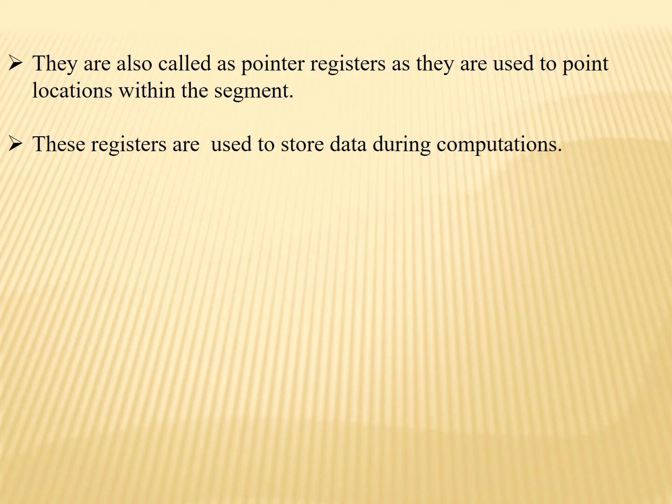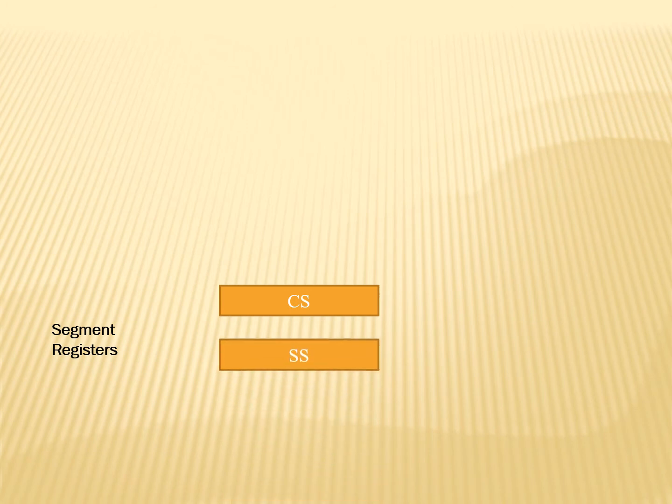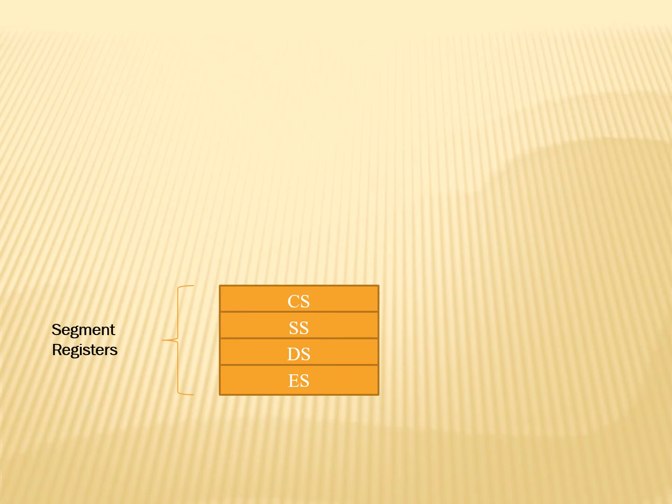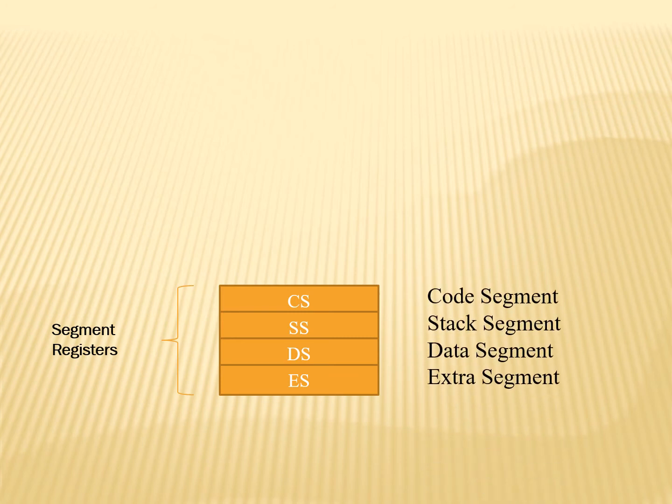Then comes the special purpose registers, that is the segment registers. So we have 4 segment registers: CS, SS, DS and ES. So what does segment stand for? The segments stand for code segment, stack segment, data segment and extra segment. So what are the segment registers?